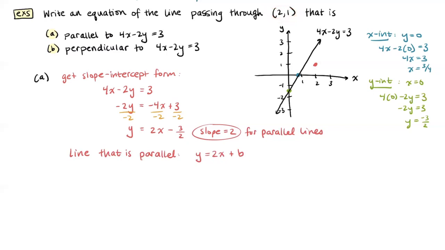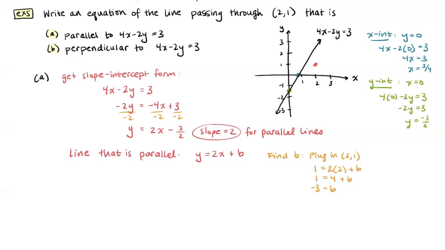So we're going to find b by plugging in the point. Plug in (2, 1). Make sure that things go in the right spot. So x is 2 and y is 1. So we get 1 equals 2 times 2 plus b. 1 equals 4 plus b. And if we subtract 4 from both sides, we'll solve for b. So that gives us b equals -3.